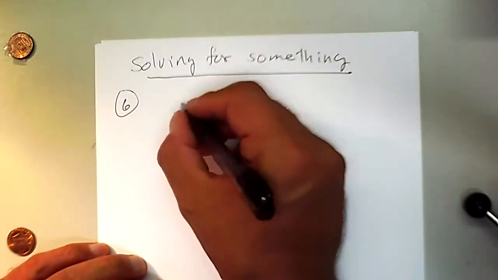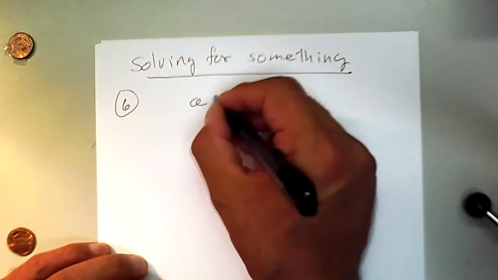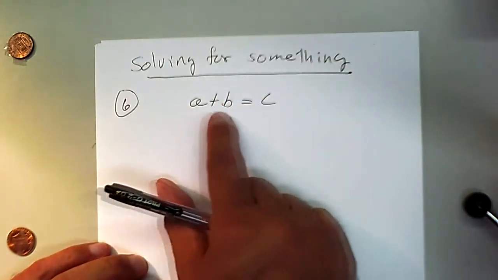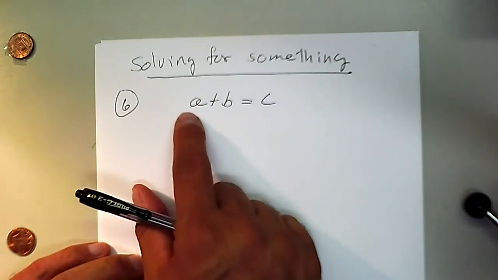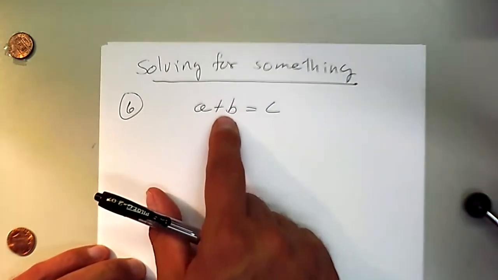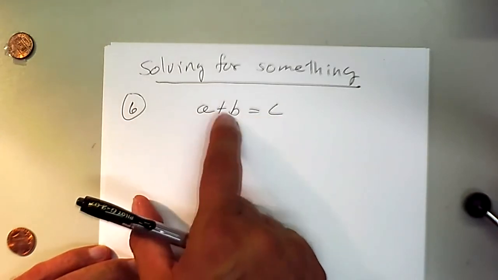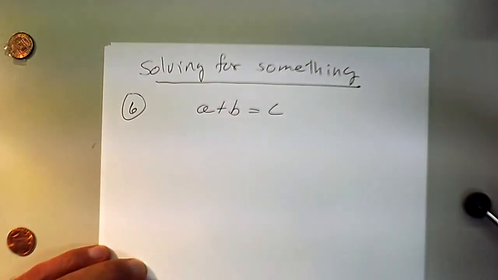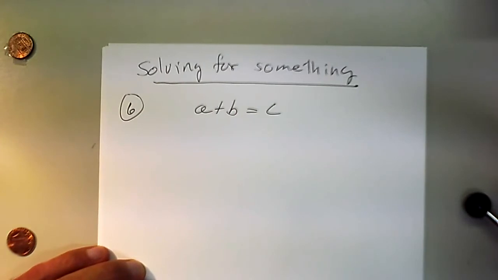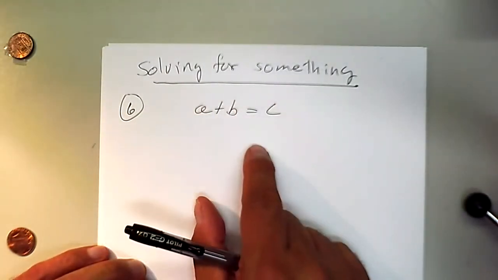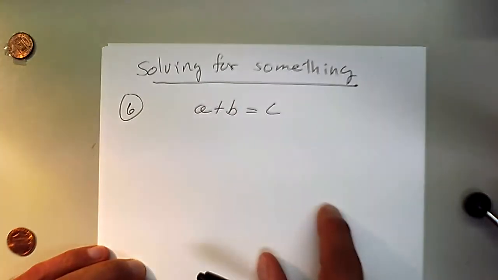Let's say you have an equation, A plus B equals C. So we have three unknowns. We don't know the value of A, we don't know the value of B, and we don't know the value of C. All we know is that when you add A and B together, you're always going to get C. Okay. We may write this equation in different ways that are equivalent.